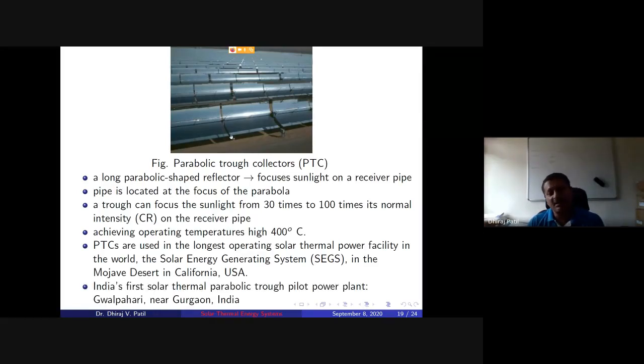India's first solar thermal PTC power plant, a parabolic trough power plant, is near Gurgaon, and I think IIT Bombay was overseeing that project. There is a publication out of this with the learnings, and this is very recent. It was very recently established, India's first solar thermal PTC power plant.